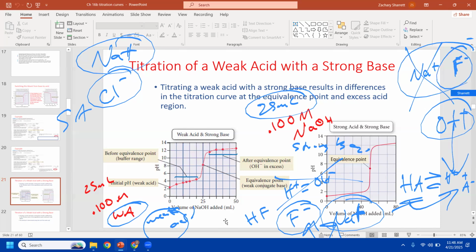Does F minus come from HF? Is HF a strong acid? It is not, right? So that means that it wants to grab H plus. So is F minus going to be acidic or basic, Bailey? It's going to grab some H plus off of water, liberating OH minus. So this is a slightly basic counterion, okay?